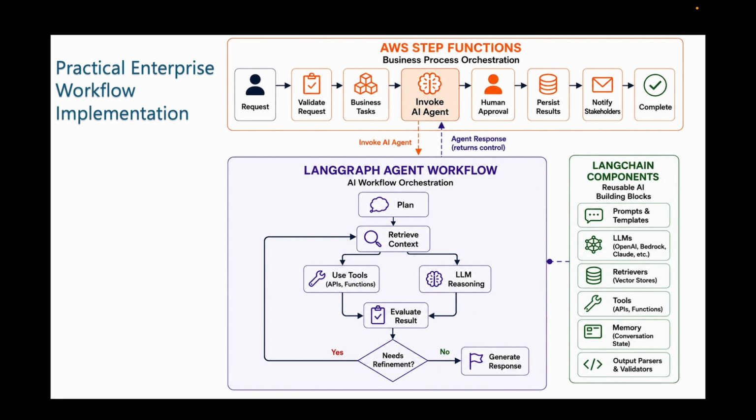So basically, AWS Step Functions orchestrates the business process. LangGraph orchestrates the AI reasoning and decision making, and LangChain provides reusable AI components that are used by the agent. This layered architecture keeps business logic, AI orchestration, and AI capabilities cleanly separated, making it easy to build, scale, and maintain the enterprise AI application.